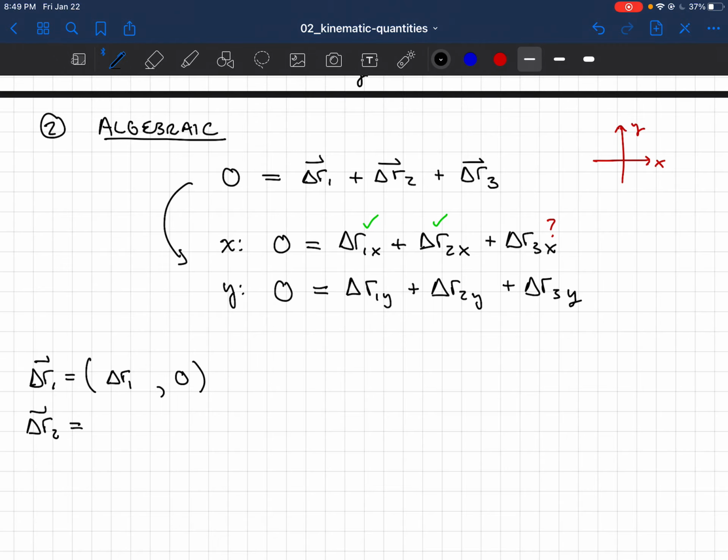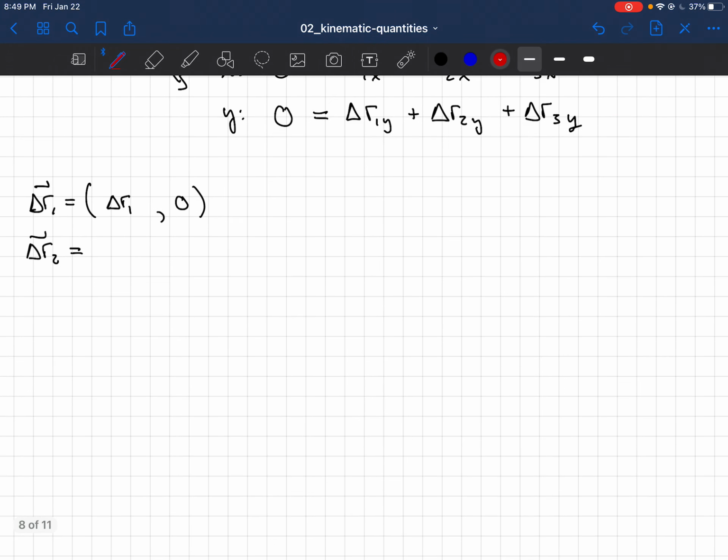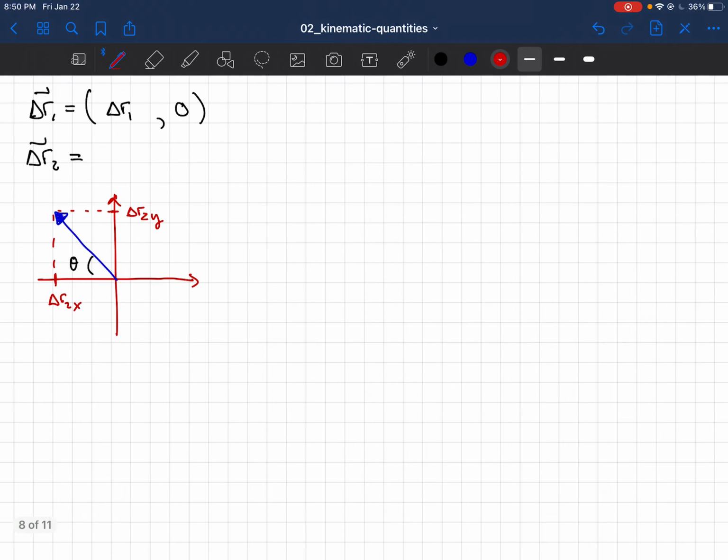And delta r2, well, that one's a little bit more difficult. Let's put it on our coordinate system. It's a vector that points at 45 degrees because we had this angle here, theta, given to us as 45 degrees. And we want to find its components. Well, this is going to be delta r2y, and this is going to be delta r2x. And we can find those values.